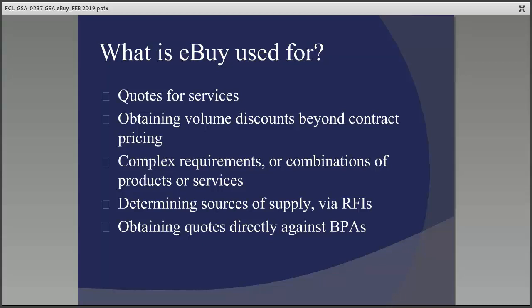If you're not sure you're ready to buy, you can use eBuy just to determine sources of supply. eBuy allows you to post what we call a request for information, where you wouldn't necessarily follow that all the way through to a quote. It just gives the contractor community the opportunity to reply back, look at your requirements, and say, yes, I provide this product or service. A lot of buyers are trying to purchase something that is very specific, especially against the schedules program, where sometimes there's overlap or it's not always clear whether a specific nuance of a service is provided. The RFI is a good tool to help determine who out there can actually provide it.